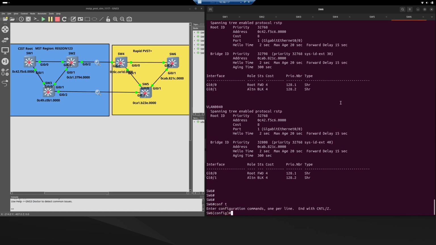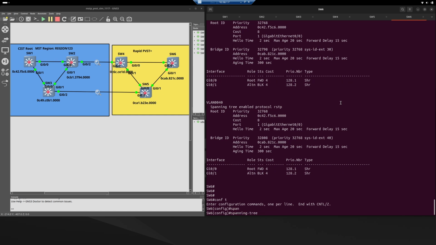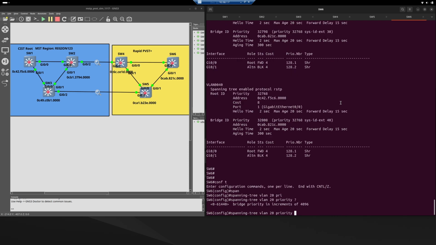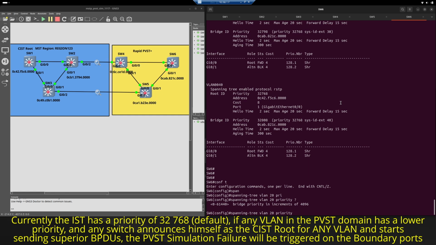If I lower the priority of the STP instance of VLAN 20, for example, like this, spanning-tree vlan 20 priority, and any value lower than 32,768, let's make it 4096. And if I press enter here, this should trigger a pvst-simulation failure.